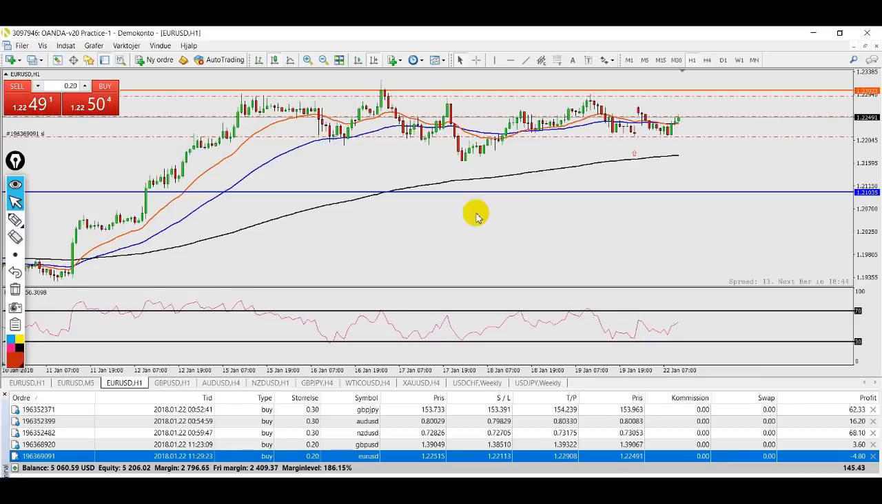I will be showing you the results in another video if these prices rise higher up, but right now I'm staying in this trade and watching what will happen in this trend trading setup.